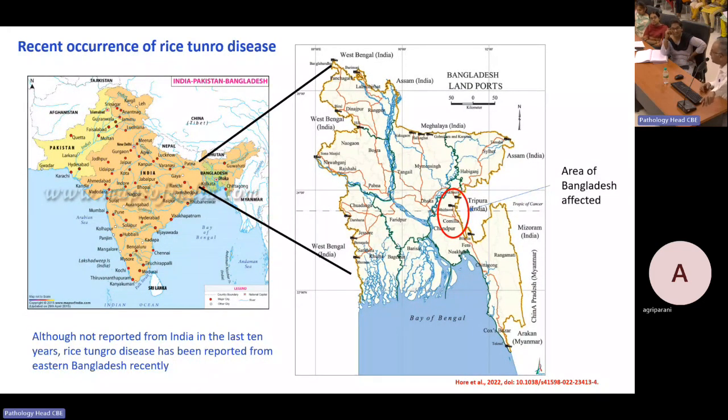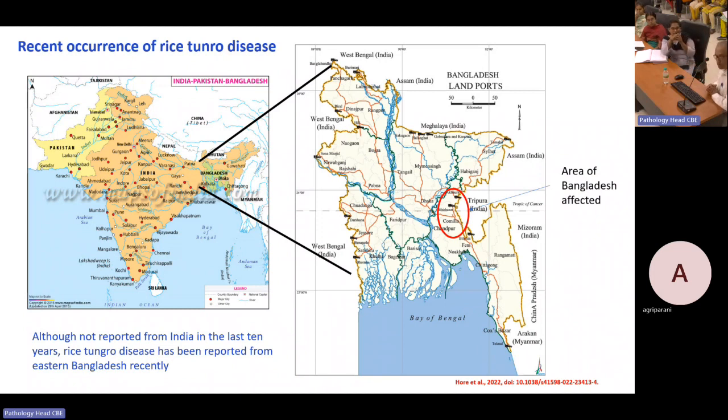Recently, in 2022, there was a report of RTBV in Bangladesh. So the area of Bangladesh which was reported to be having RTBV as recently as 2022 is shown. And once it is there, anything can happen. So all this is rice growing well. Eastern India, Tripura, Assam, West Bengal, everything is rice growing well. And international borders do not matter for insects.